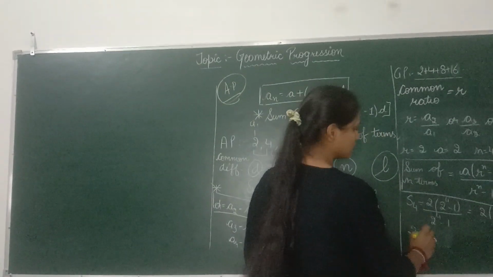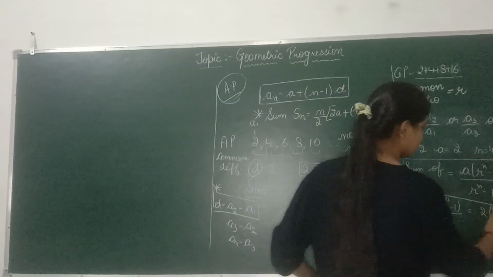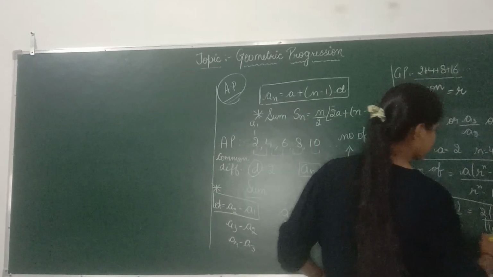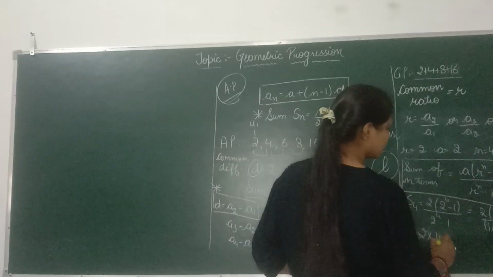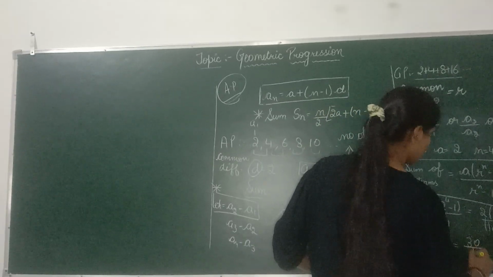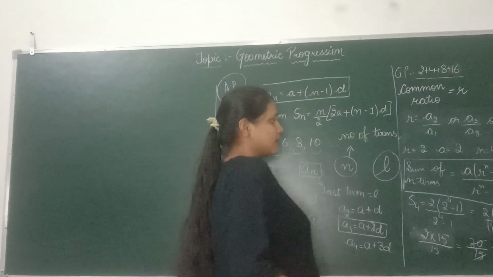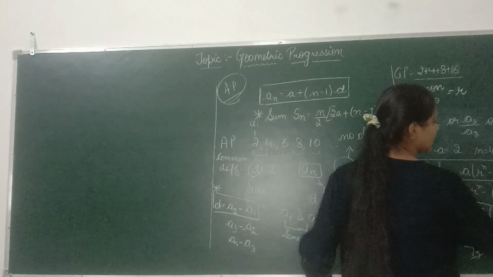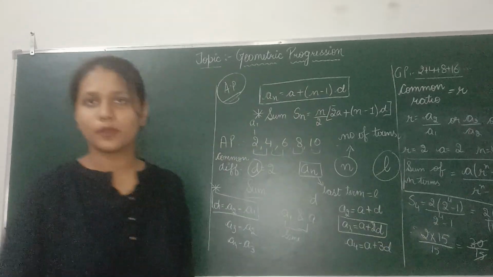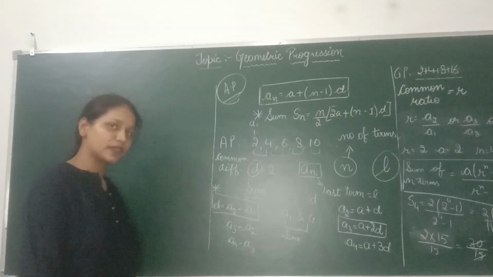2 times (16 minus 1) upon (2 minus 1). Here 2 multiplied by 15 is 30, upon 1, which equals 30. So the sum of 4 terms here, S4, is 30. So by using these two formulas, I am comparing the arithmetic progressions and the geometric progressions.